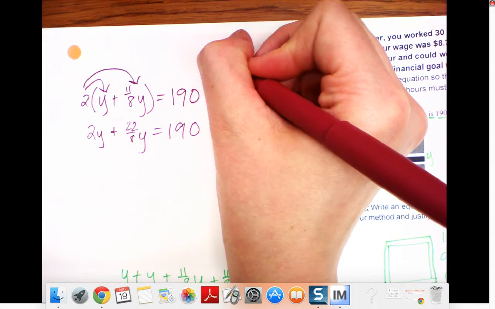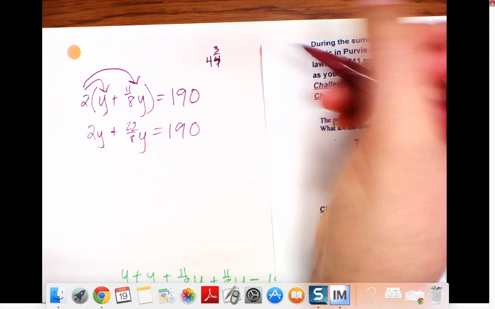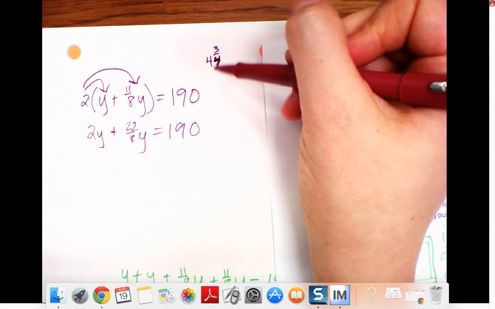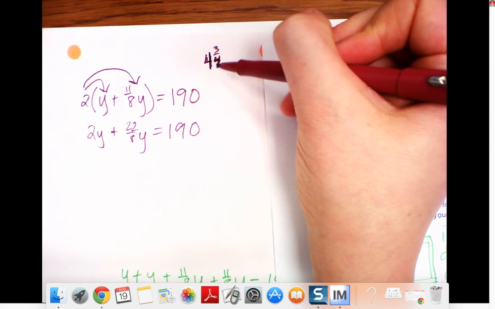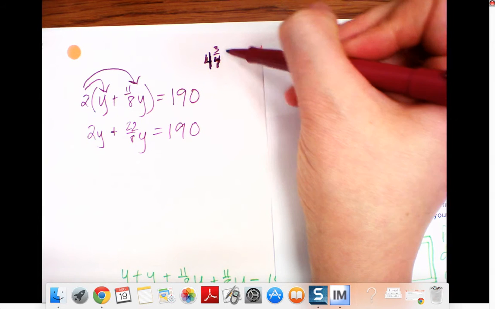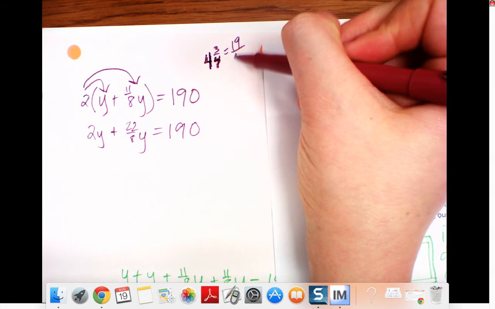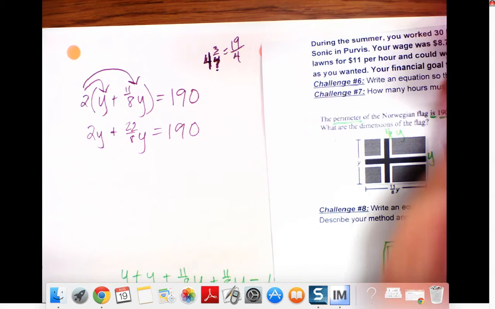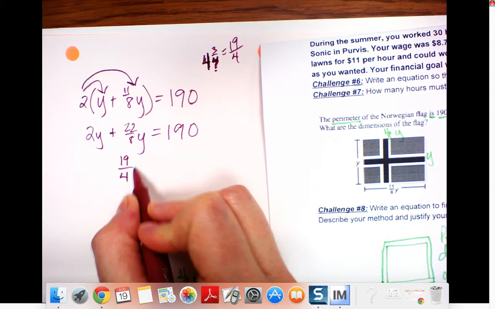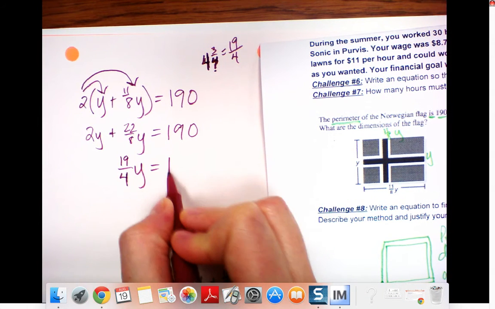So in our calculators, we're not using mixed numbers. So we're going to change this to an improper fraction. 4 times 4 is 16. Plus 3 is 19, so that's 19/4. You keep the same denominator. So we have 19/4 y equals 190.